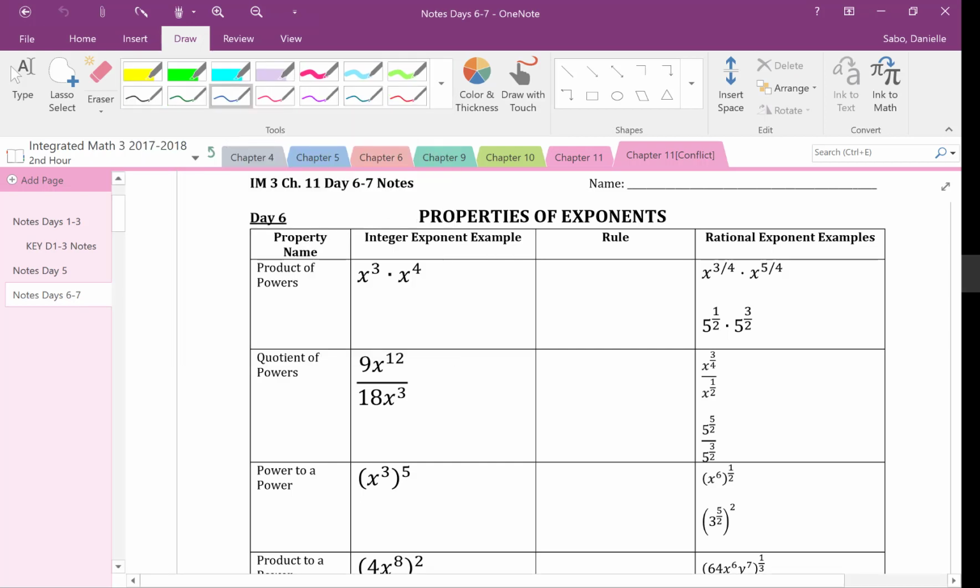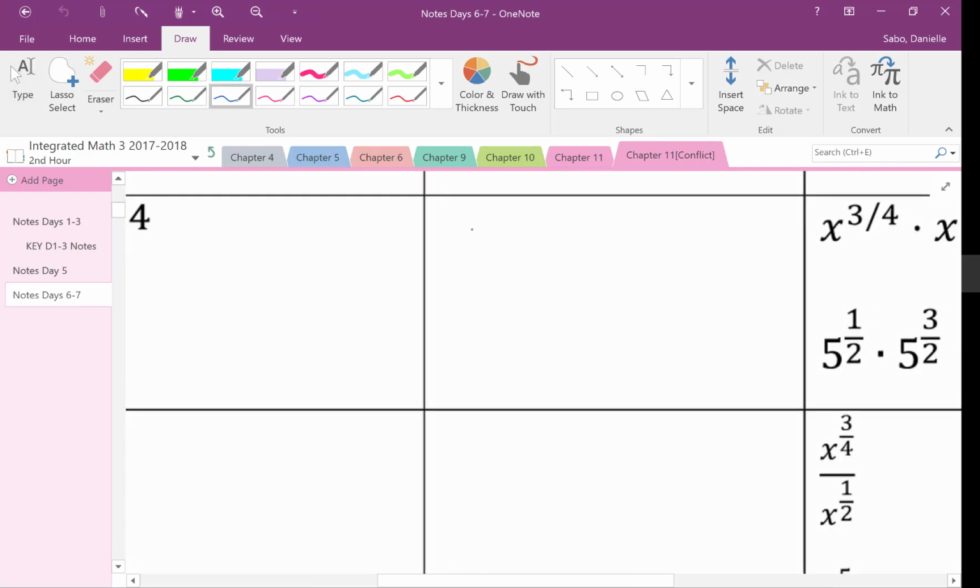Okay, so we are going to write out our rule really quick to make sure that we have those down. We have a to the m times a to the n equals a to the m plus n. Okay, that's the rule. A is your base. Nice and simple. We're adding the exponents. That's all we're doing.